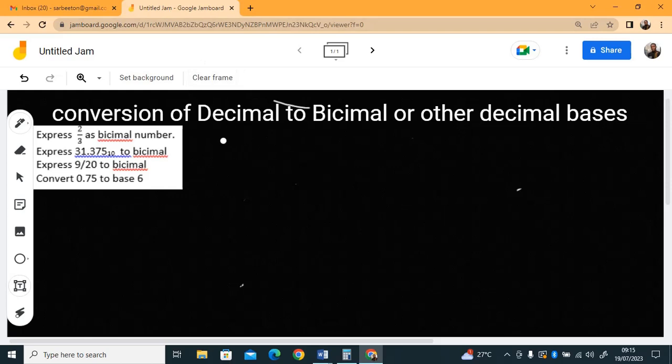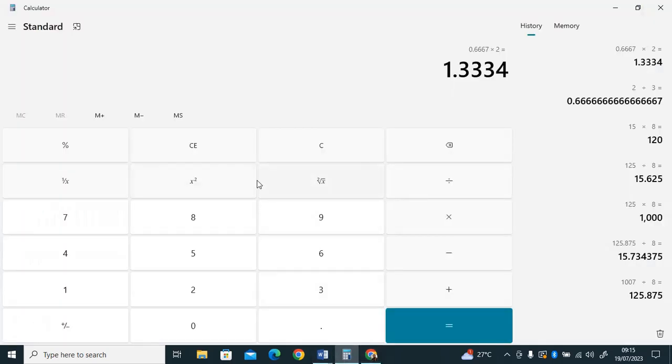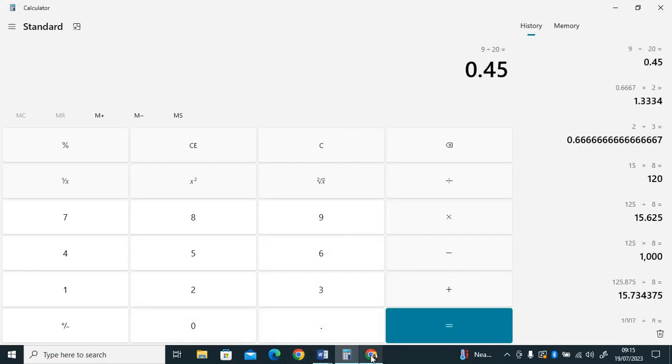So we have 9 over 20, 9 over 20 to binary. So I will come here: 9 divided by 20. 9 divided by 20. So that gave me what? 0.45. I think that's beautiful.